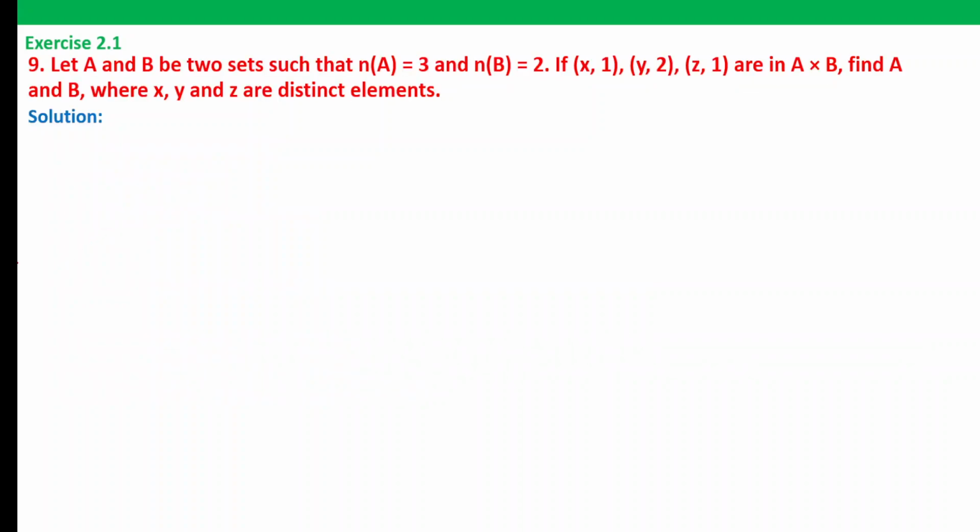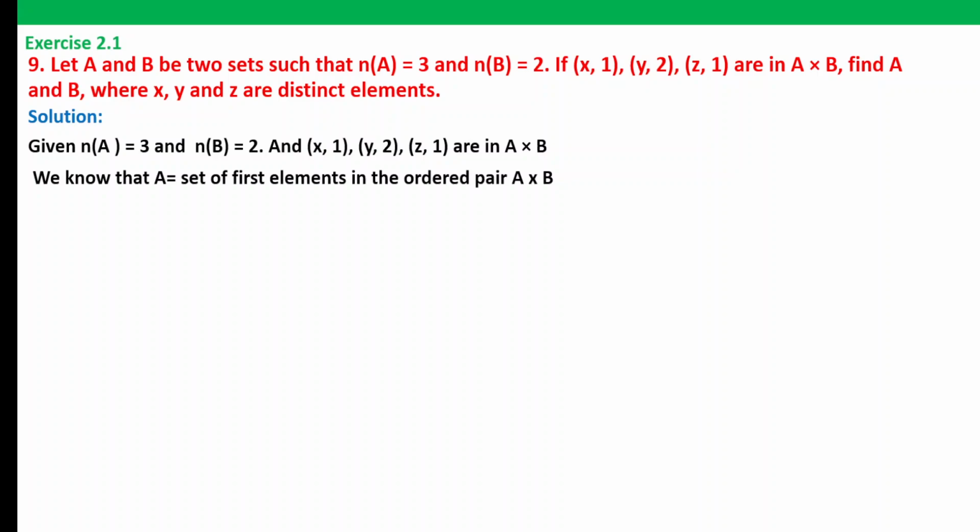Let us see question number 9. If A and B are two sets such that the number of elements in set A is 3 and the number of elements in set B is 2, and (x,1), (y,2), (z,1) are in A × B, find A and B, where x, y, z are distinct elements. Given n(A) = 3 and n(B) = 2, and the elements (x,1), (y,2), (z,1) are in A × B.